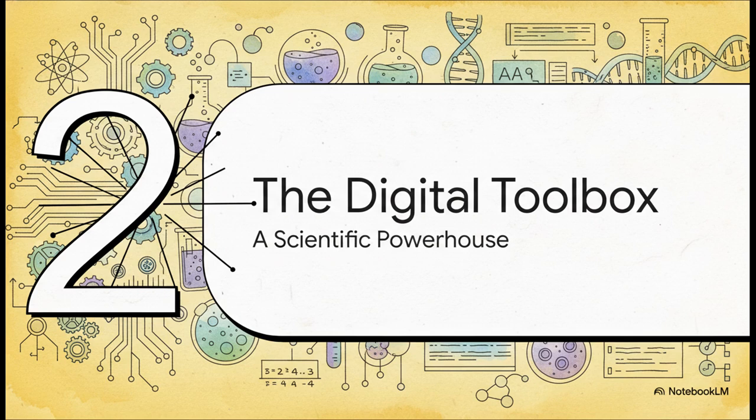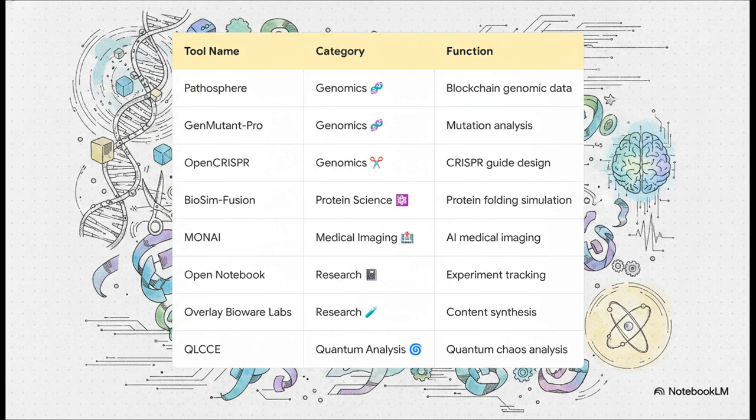Okay, so it looks amazing and it's easy to get around, but what can it actually do? Well, now we're going to peek inside the digital toolbox and see the scientific powerhouse that's packed in here. So, check this out. This isn't just one single tool. It's a whole suite of 8 different fully integrated scientific powerhouses. I mean, look at this list. You've got a whole genomics suite with tools like OpenCRISPR, which helps scientists design the little guides they need to edit genes. Pretty cool, right?